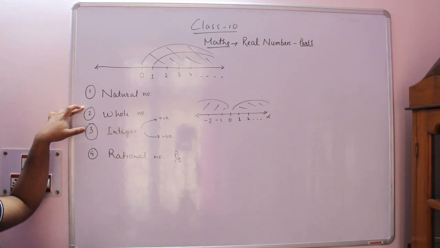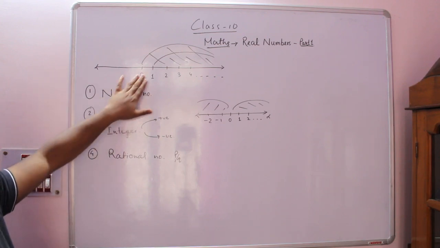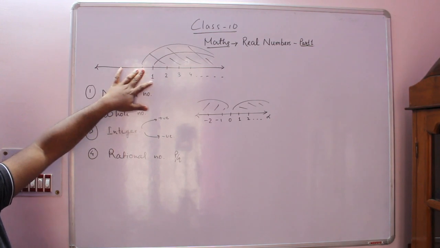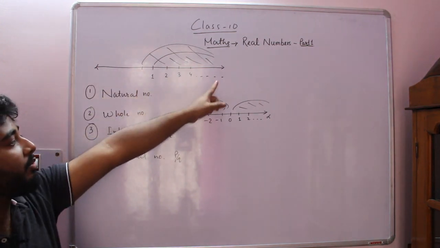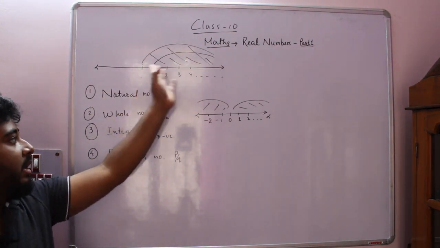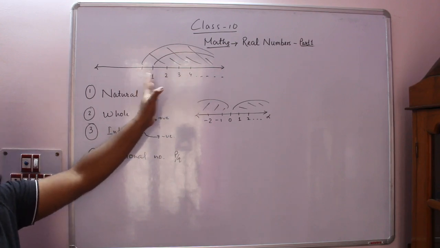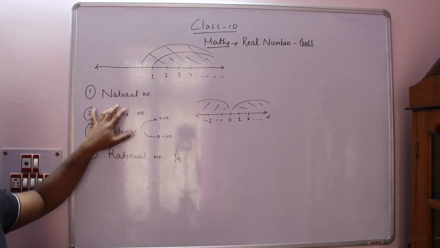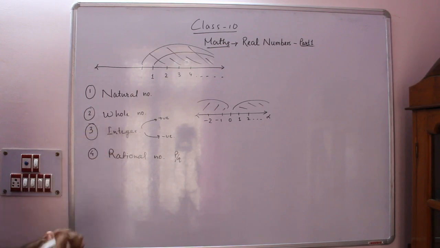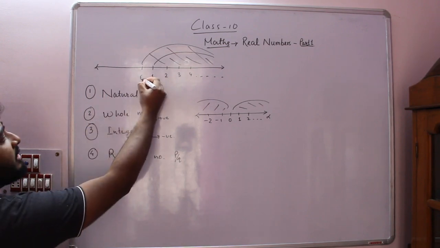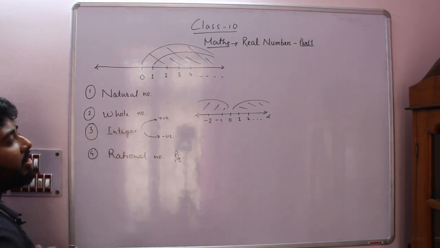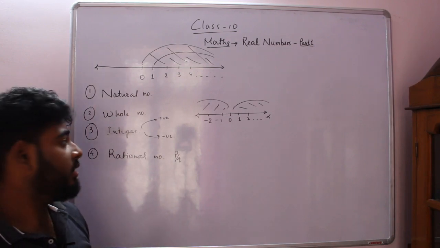What is a natural number? Natural numbers are those where you start from 1, you do not consider 0, and go 1, 2, 3, 4 and on up to infinity on the positive side. Now, what is a whole number? If you consider 0, 1, 2, 3, 4, these are all whole numbers, right?